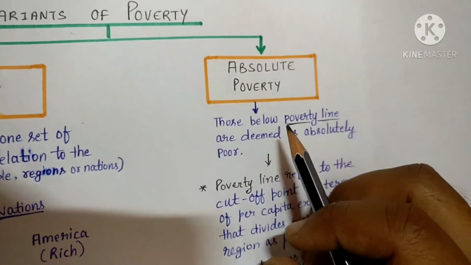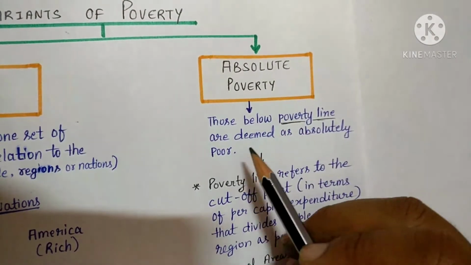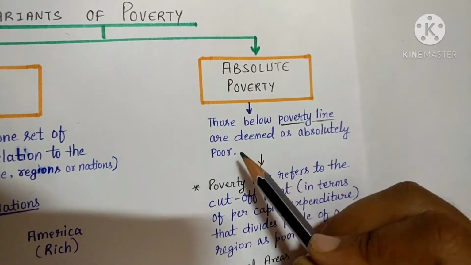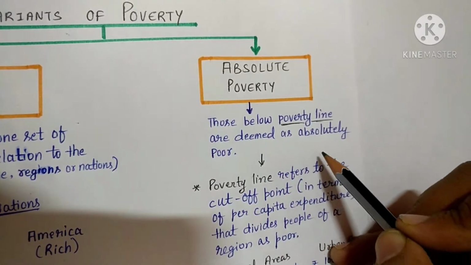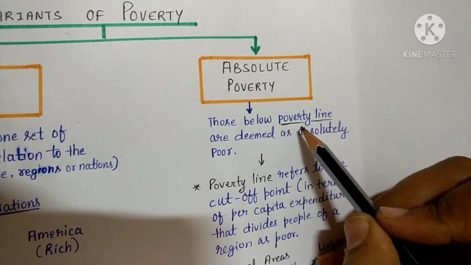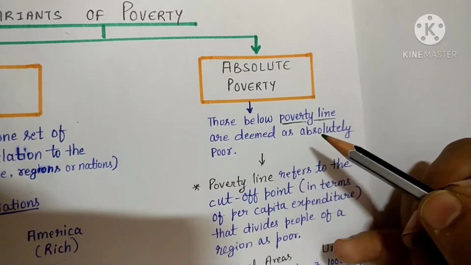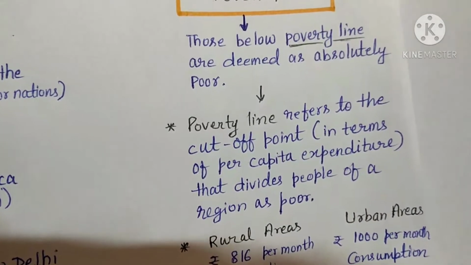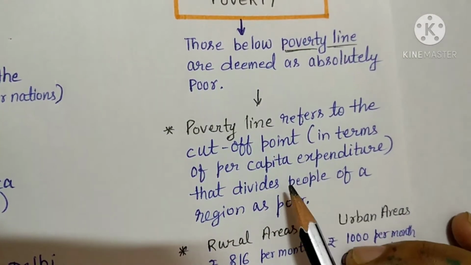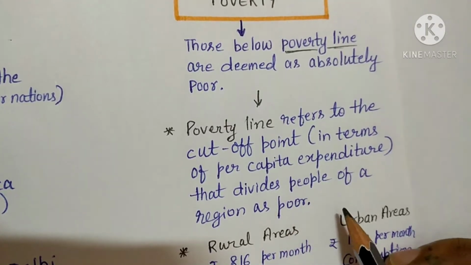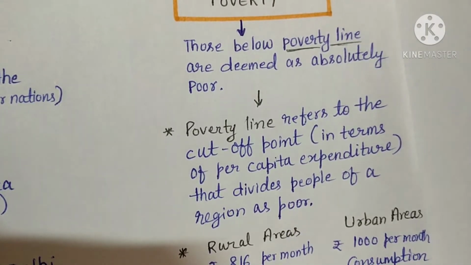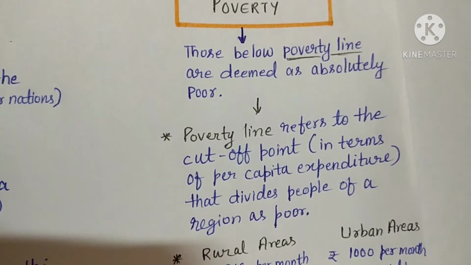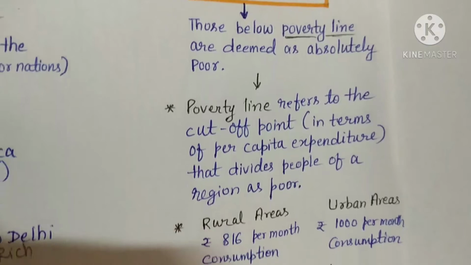Then comes what? Absolute poverty. What is absolute poverty? Under this, the people who are living below the poverty line are called absolutely poor. Now the question arises, what is the meaning of poverty line? So poverty line refers to the cut off point. It is the cut off point in terms of per capita expenditure that divides people of a region as poor. That is, how much you are earning. Okay, so your earning will decide whether you come under the poverty line or not. So it is decided upon this one.